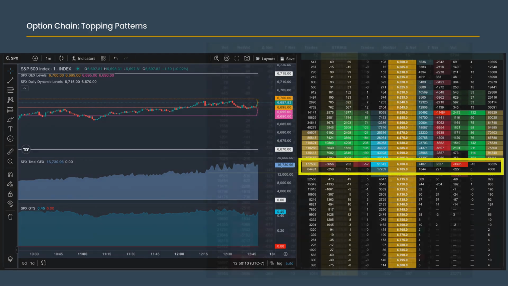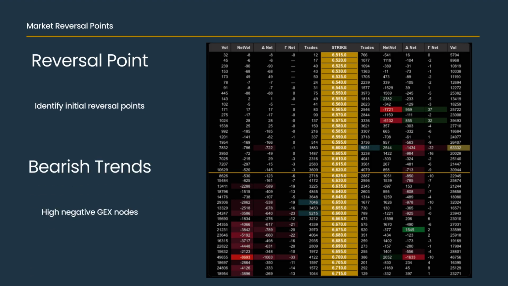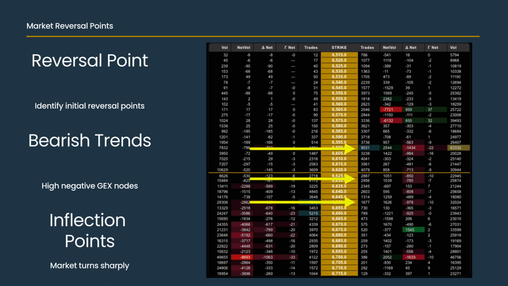By the final hour of the session, call sellers became more entrenched, firmly establishing the ceiling and capping further upside movement. It's important to distinguish between a reversal point and a true established bottom. In bearish trends, where call sellers and put buyers dominate, the high negative GEX nodes often mark the initial point of reversal. These are the strikes where put buyers have concentrated and dealers have hedged most aggressively. These are precise reactionary inflection points where the market turns sharply, often triggering a counter-trend bounce.